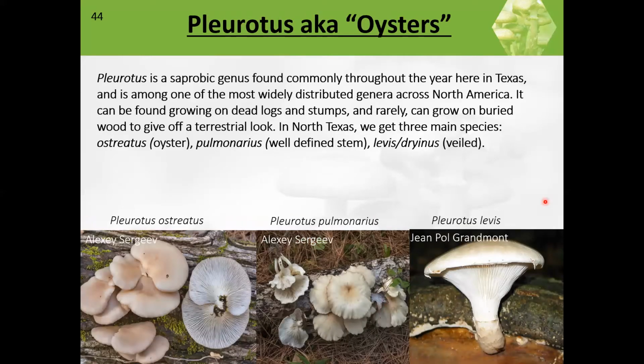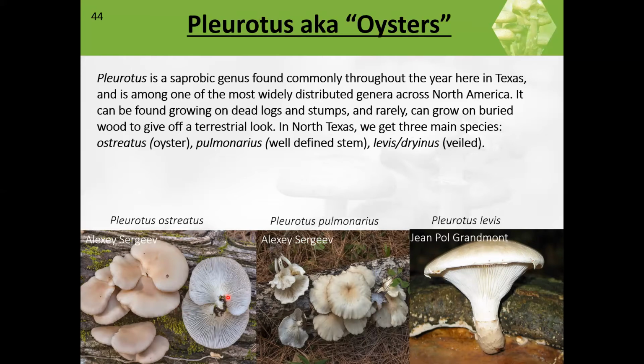So Pleurotus, aka the oysters, right? Some of you guys are probably familiar with this one. We have 3 species here in North Texas that we see throughout the year. And basically, they each can be separated by distinct morphological features, right? So ostreatus is the regular oyster that we all know, because of its features, it kind of looks like an oyster, right? They really have what's called a pseudostipe, or somewhat of a stem, right? It's kind of starting to form, but it doesn't really form. So the stem isn't really defined in ostreatus.